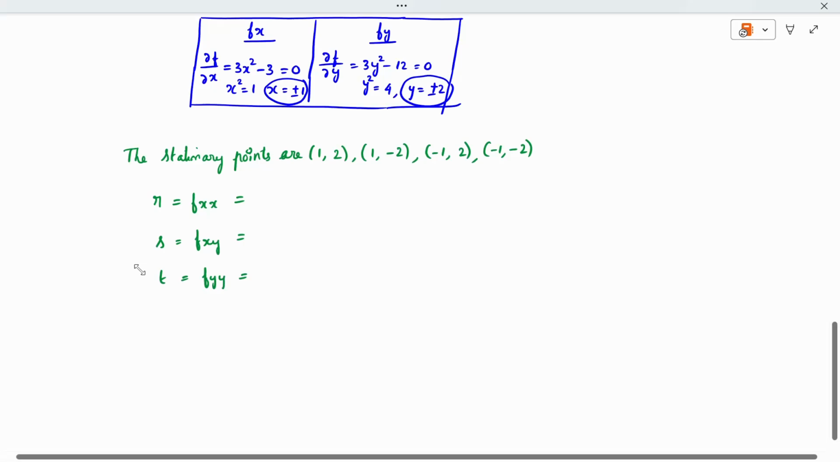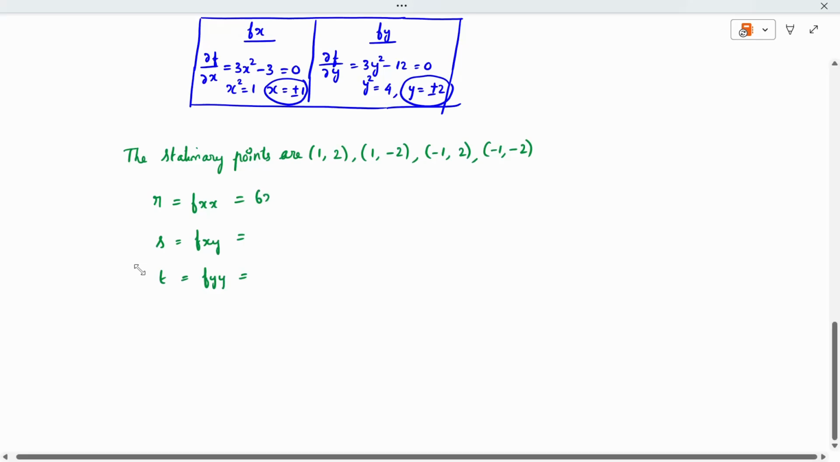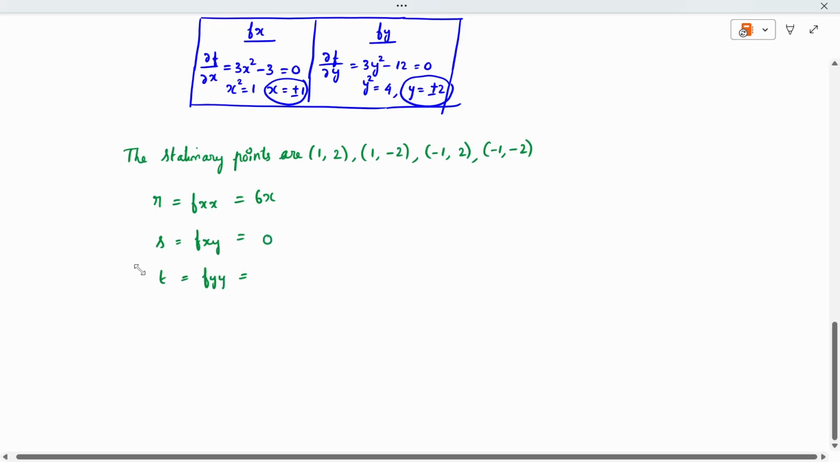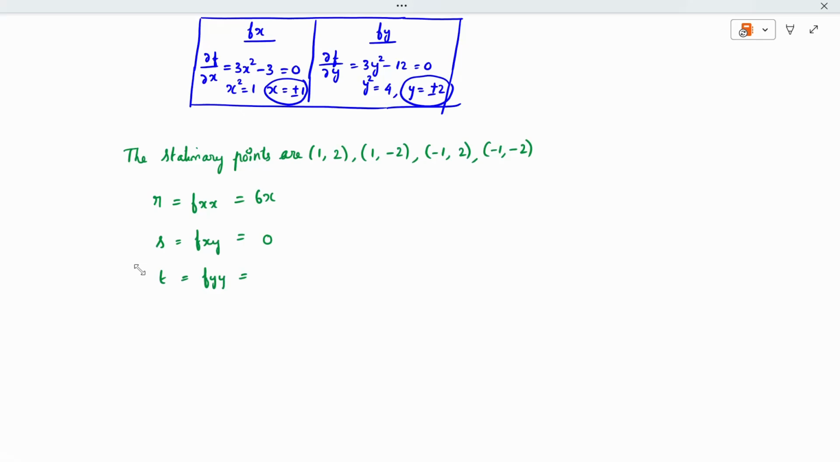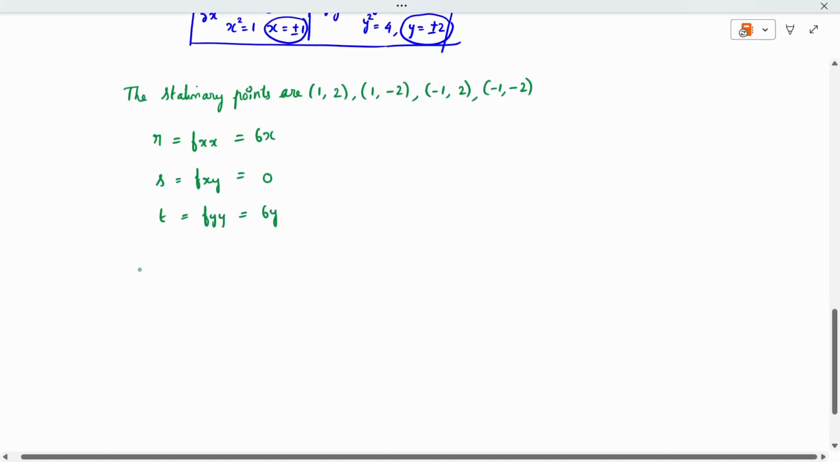Differentiating x once more, it's nothing but 6x. Fxy means the y term with respect to x; I am not having any such term, so 0. T is nothing but this y, again differentiated, 6y. So I have written all the terms. Now you write it in a table format. It will be easy for checking each point. I will tell you.